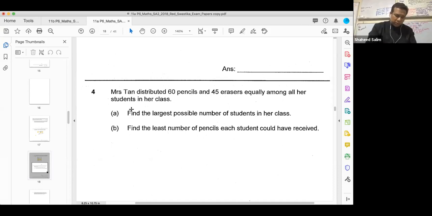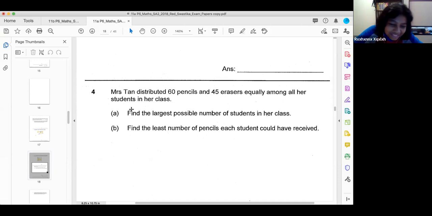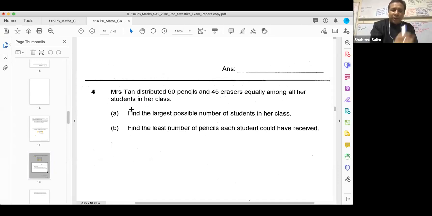Okay, I can show you how to do this, but I'm just worried the understanding for this will take a longer time. It's after 45. If you have 45 persons in the class, each one will get one eraser, correct? And then the pencils, each one gets one, there's still 15 left. So that cannot be the answer.